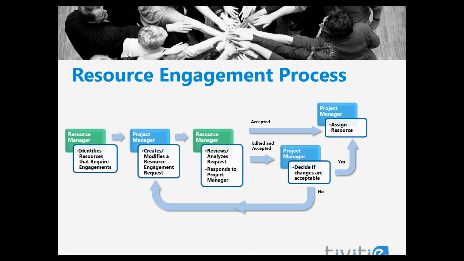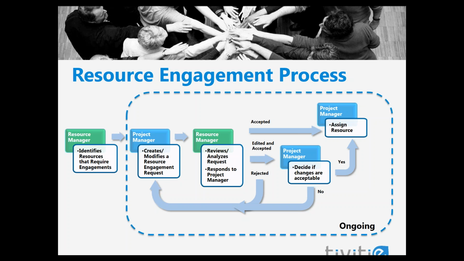The third option for the resource manager is to reject the request. The project manager may then edit the engagement request or create a new engagement request and submit it. These are ongoing processes throughout the project.